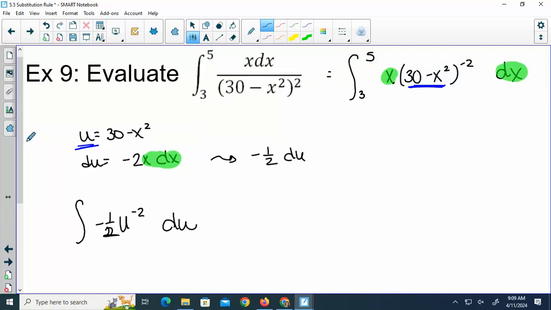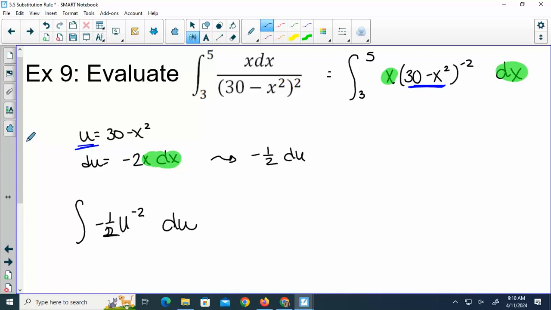Alright, so the two options I was mentioning. We can keep the 3 and the 5, but you have to remember that those are x values. So when you get done integrating, you have to go back and replace your u with 30 minus x squared before you plug in the 3 and the 5. I see a lot of problems when people do it that way. They forget that those are their x's and they plug them in the wrong spot.